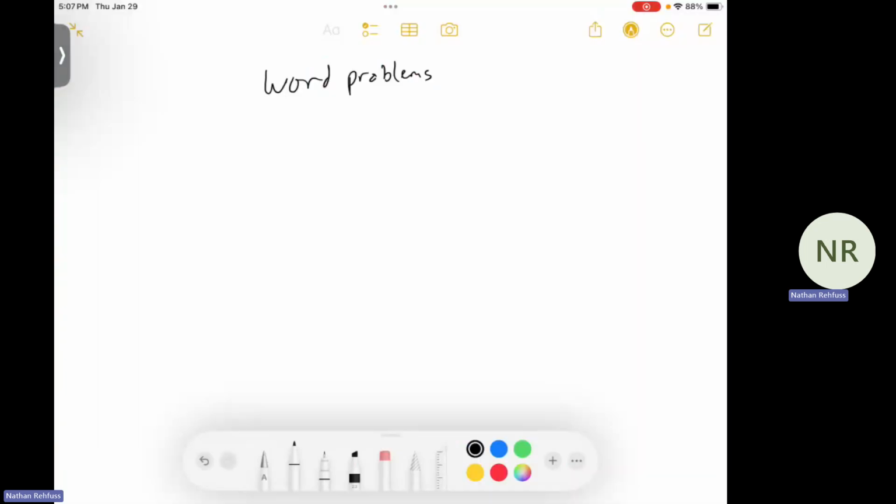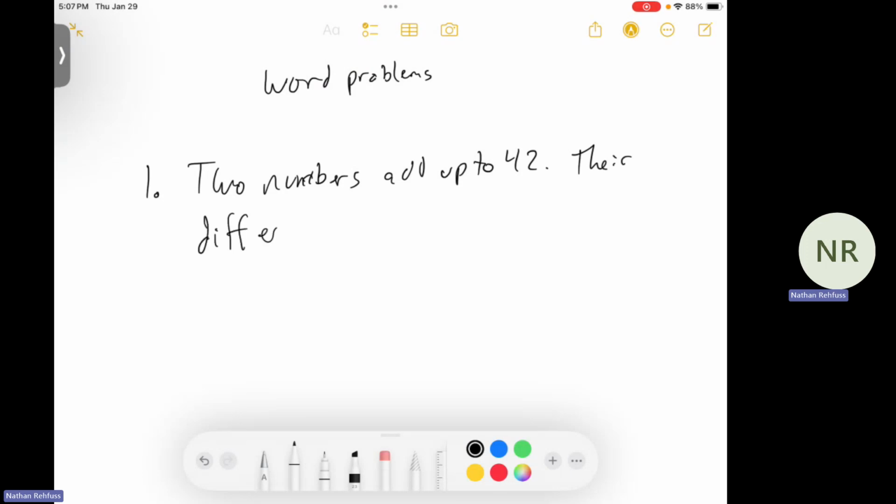This first one's pretty easy, but we're going to use it as a model to see how these steps go. It goes as follows. 2 numbers add up to 42. Their difference is 18. What are the numbers?